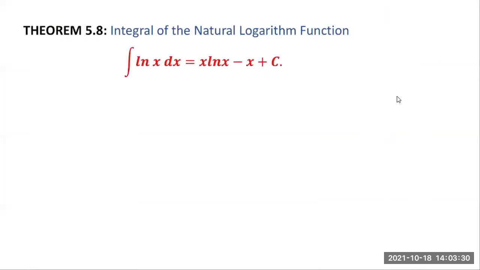Next, we have this theorem, integral of the natural logarithmic function. The indefinite integral of ln x dx is equal to x ln x minus x plus c. How do you know that this formula is true? How do you prove that this is a valid formula? All you need to do is show that this is an antiderivative of the function ln x. Or in other words, you differentiate this function and show that you get ln x. If that is the case, this antiderivative plus the constant is the integral. So that's so straightforward, so I'm not going to prove it.